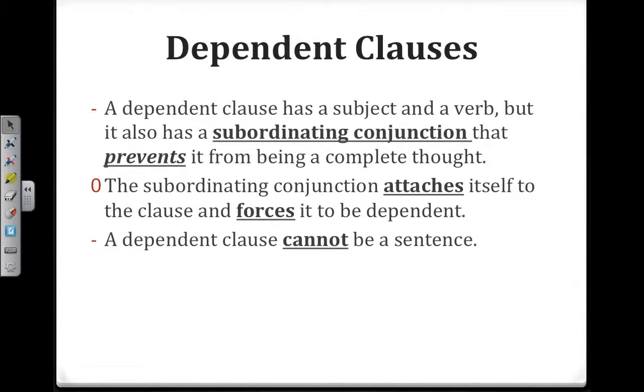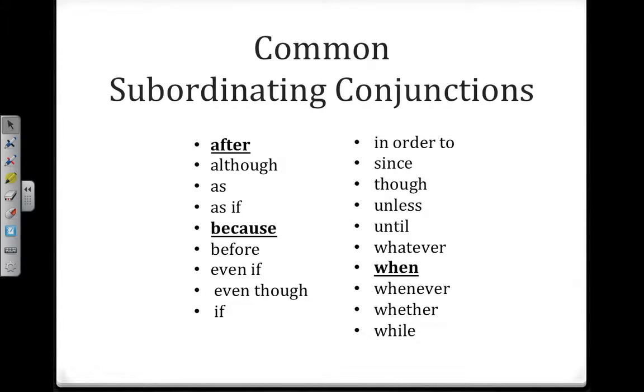Dependent clauses, however, cannot function as a complete sentence. They cannot stand alone. That's because they have a subordinating conjunction that attaches itself to the clause and forces it to be dependent on other information. That subordinating conjunction prevents the dependent clause from being a complete thought all on its own. Here are some common subordinating conjunctions. The list is longer than this, but these are some of the subordinating conjunctions that we see most often.